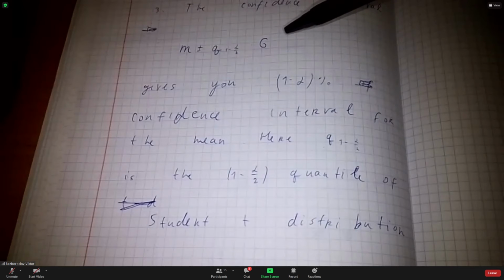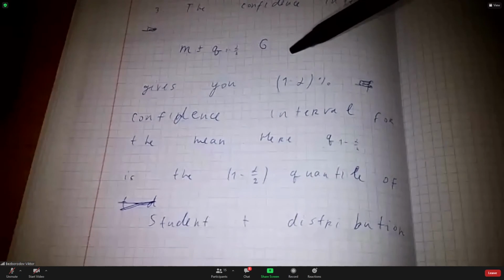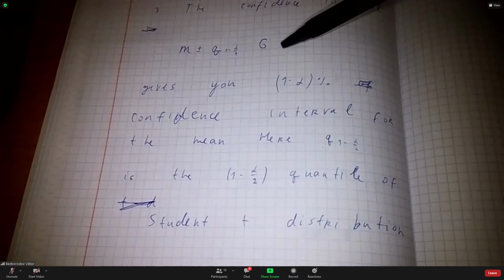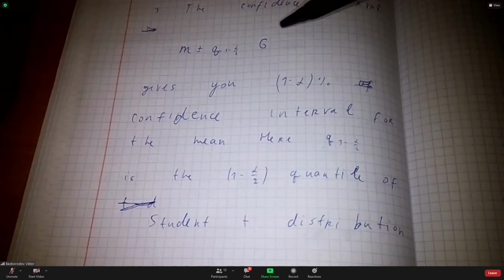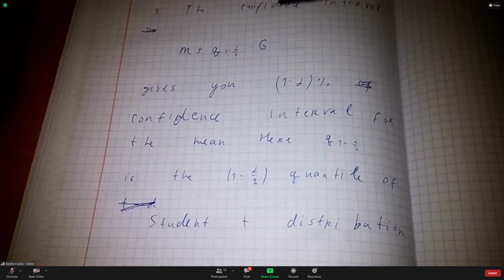Okay. What it means is that if the true value is outside of this interval, if you take a value outside of this interval, the probability of getting your sample mean 50 or 53 in a sample of 200 would be below 5%.